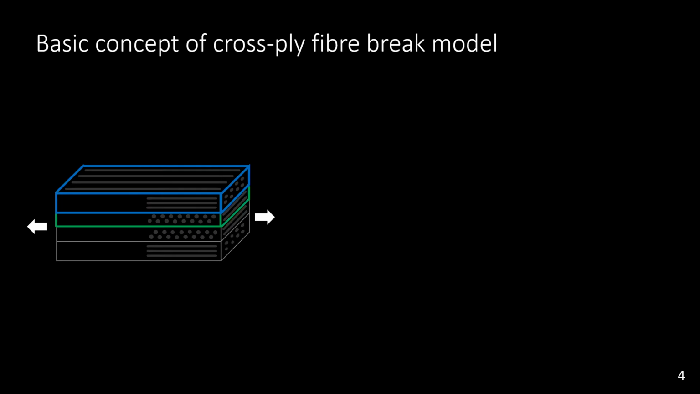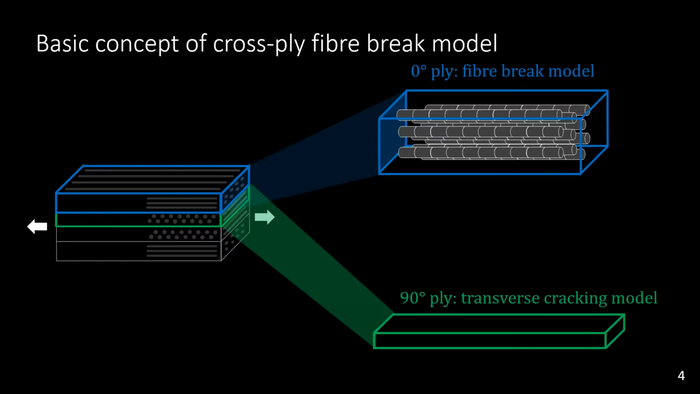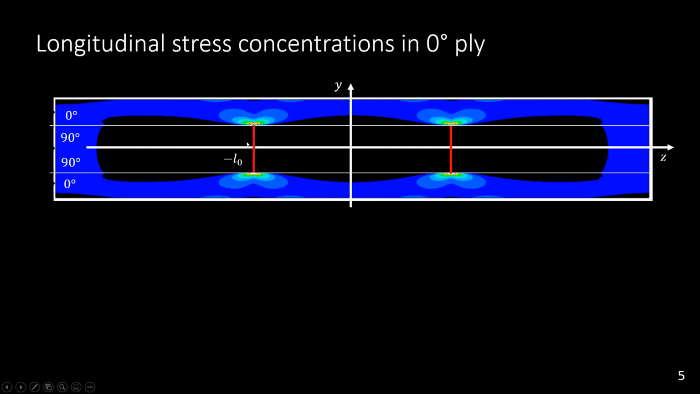So the top part is our fiber break model, which we've published on extensively, which I will not explain here. And in the bottom part, we essentially just impose transverse cracking as measured experimentally. But then the trick is that we will also try to characterize what stress concentrations the transverse cracks will impose onto the 0 degree ply. We can do that with finite element models. And here is one example where you see a nice butterfly profile.